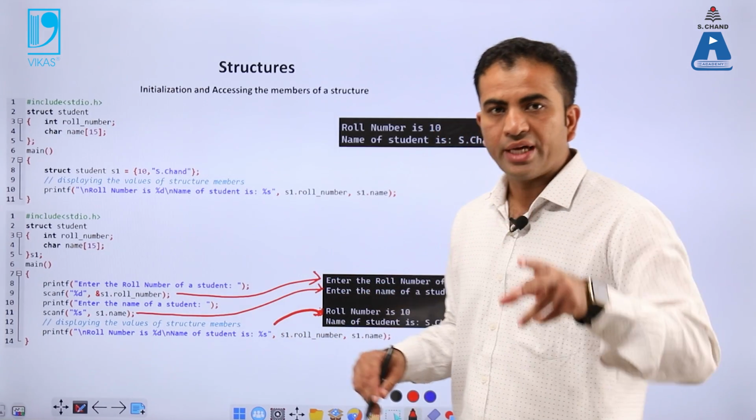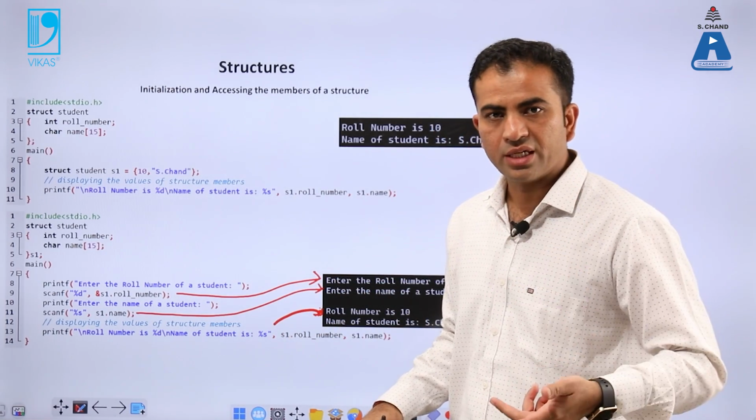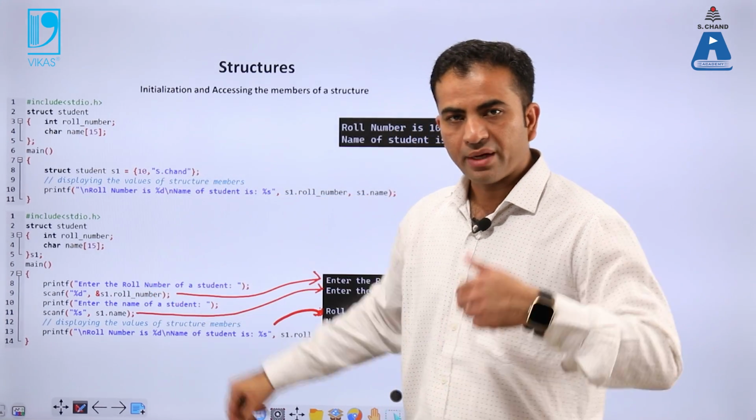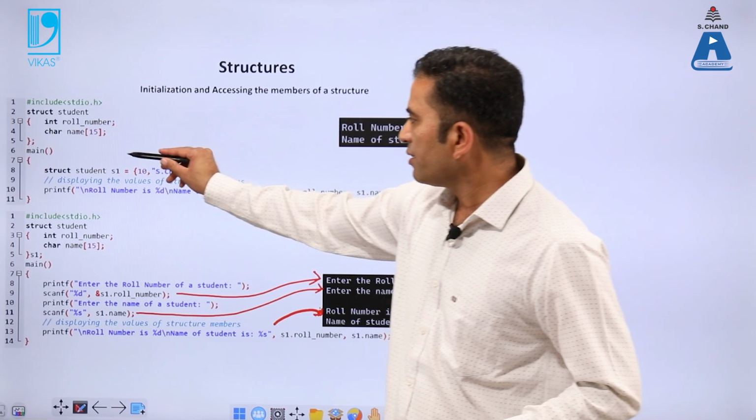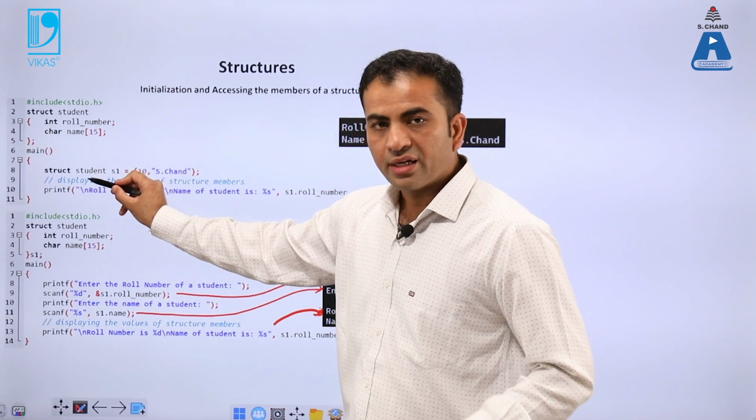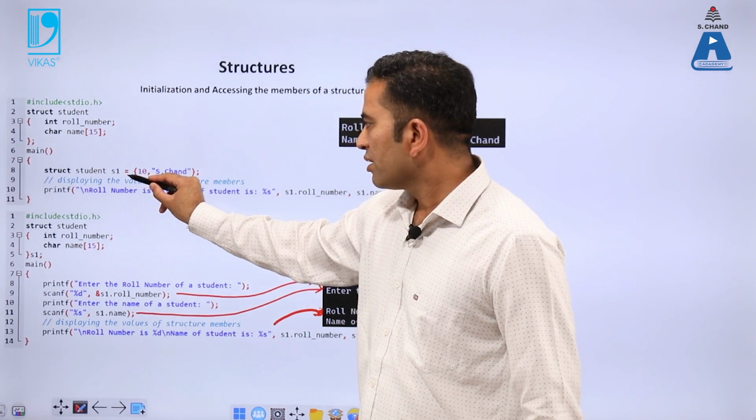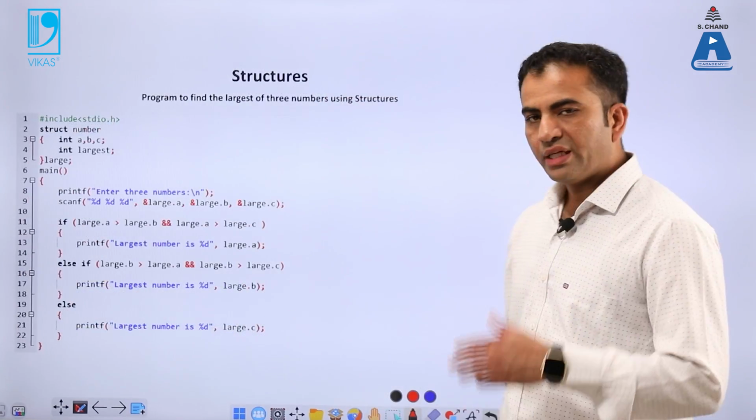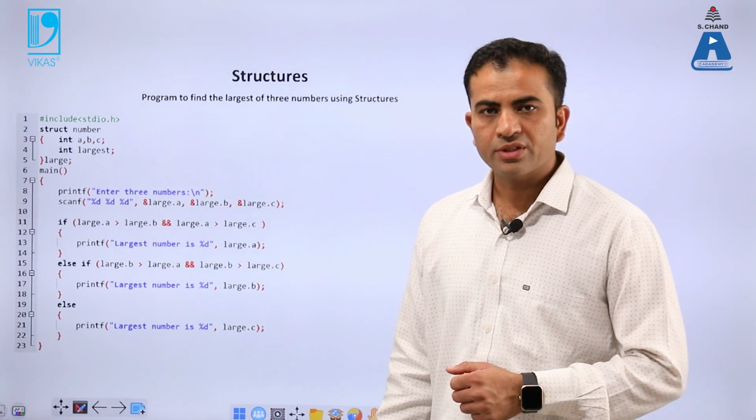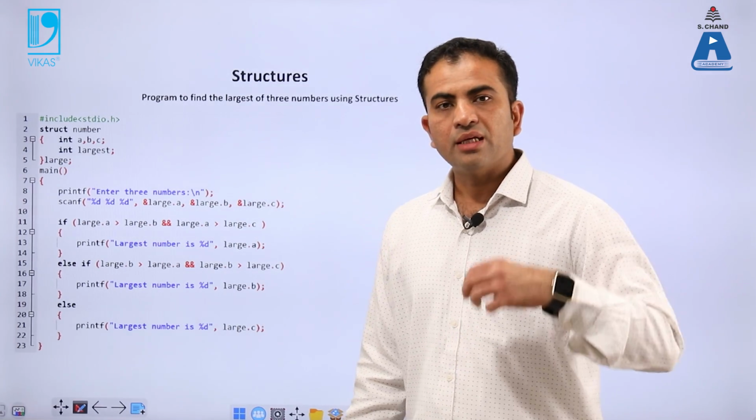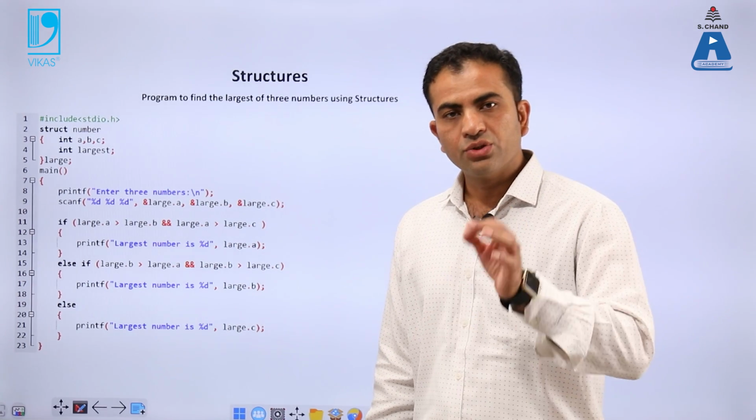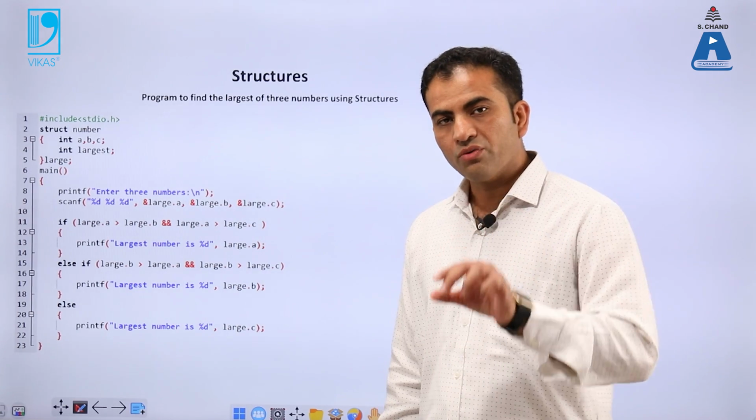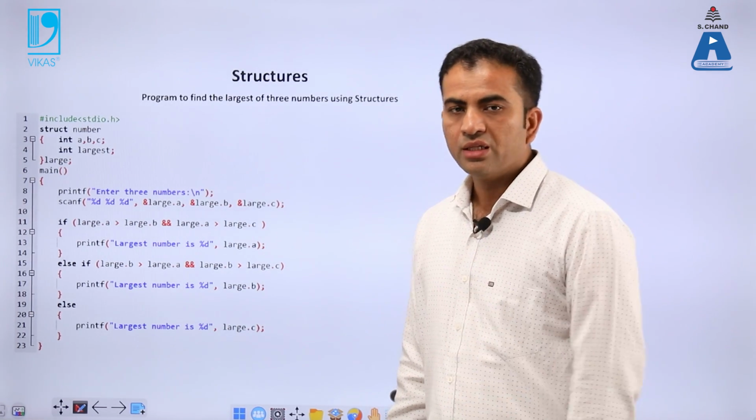So there are two ways of defining the structure. One is this one, another is this one. I am again explaining the difference: here we are declaring the variable inside the main, and here we are declaring the variable outside the main. Now there is another program to understand the concept of a structure. Now we need to find out the largest of three numbers using structures. Earlier we did it without structure. Now we will do the same program using structures.